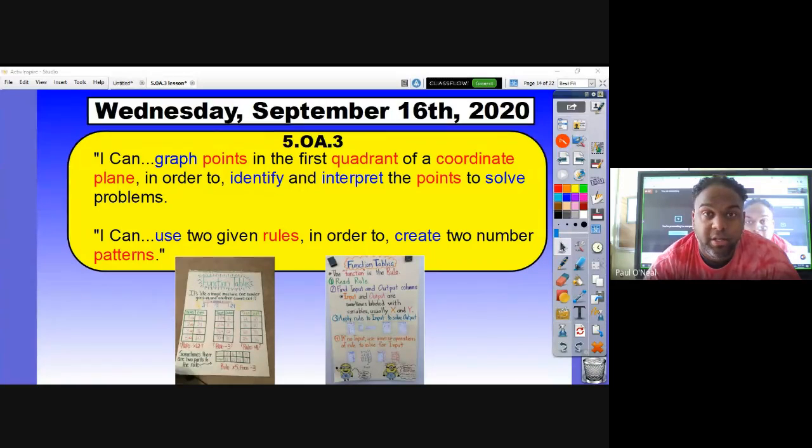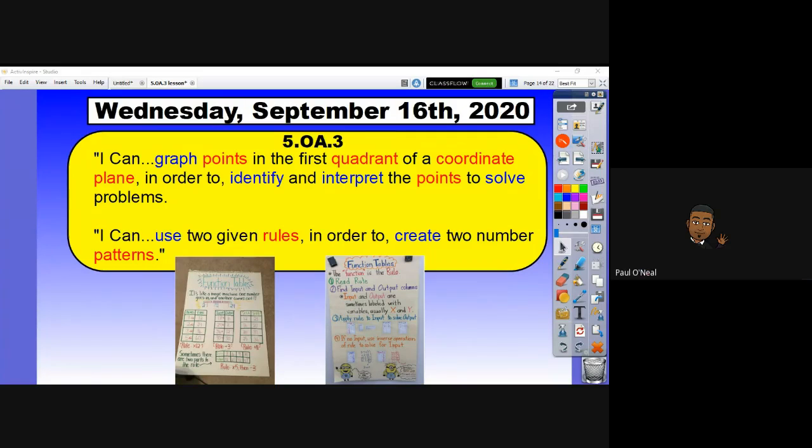All right, ladies and gentlemen, today we're going to work on Wednesday's math lesson. Okay, I'm going to go ahead and share my screen, which I am. All right, so today we're going to look at being able to graph the points in the first quadrant of a coordinate plane in order to identify and interpret the points to solve problems.